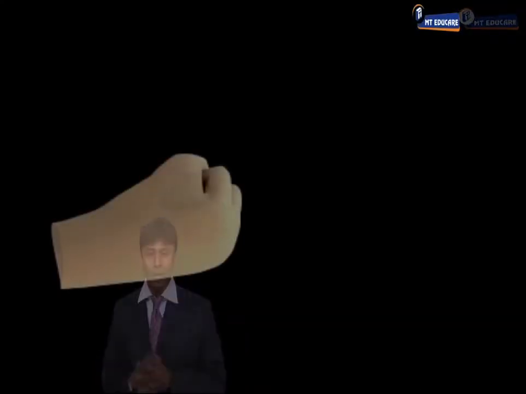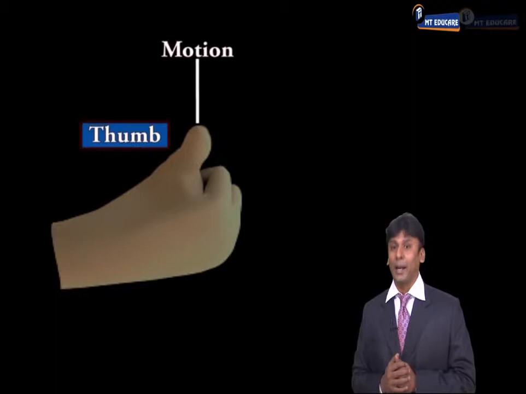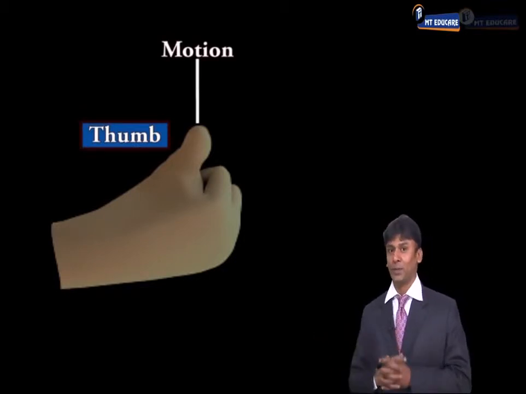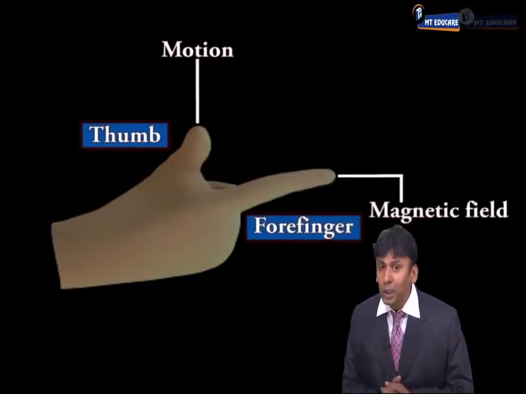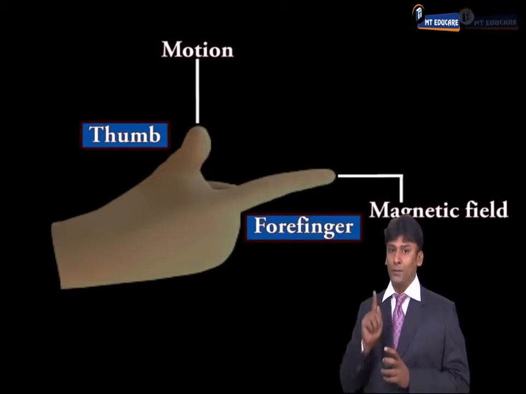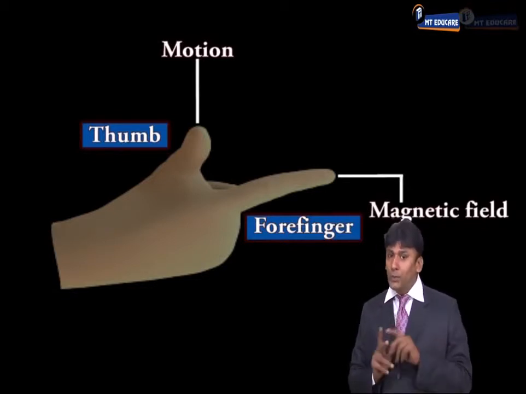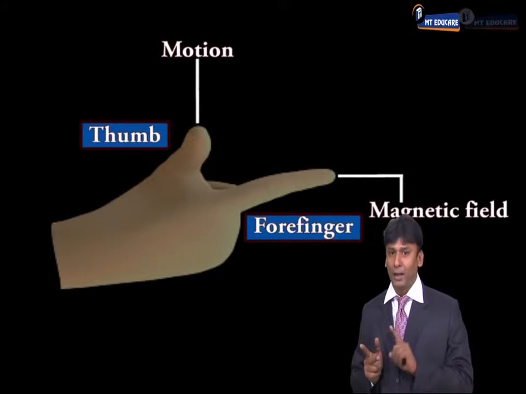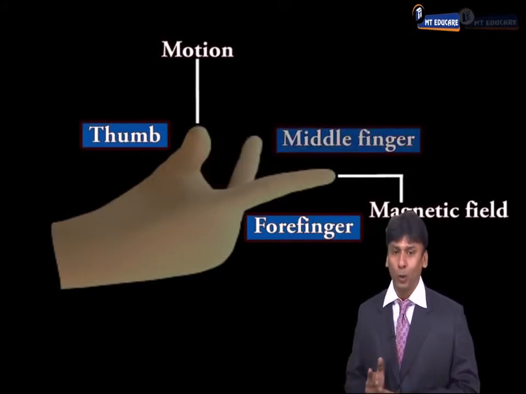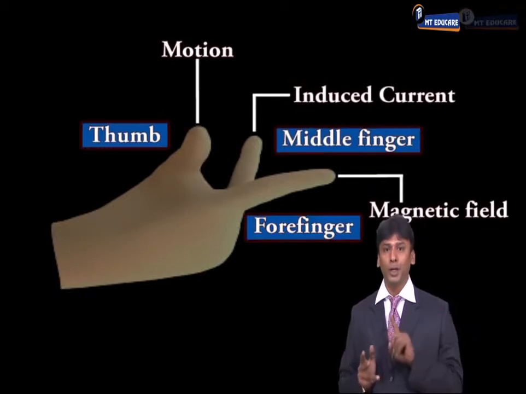Now, how do we understand in which direction the current is being induced? The direction of the induced current is given by Fleming's right-hand rule, which we learnt. So according to this rule, if the thumb shows the direction of motion, the forefinger shows the direction of magnetic field, then the central finger will show the direction of the induced current.